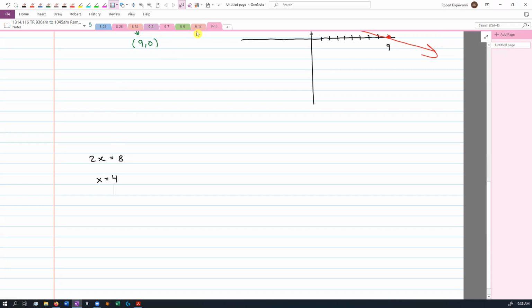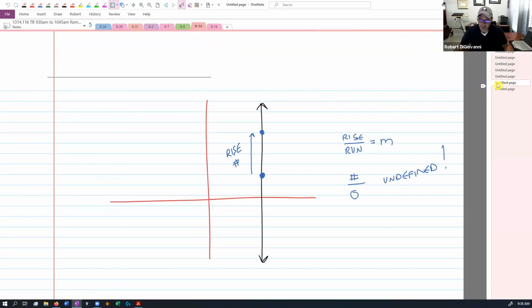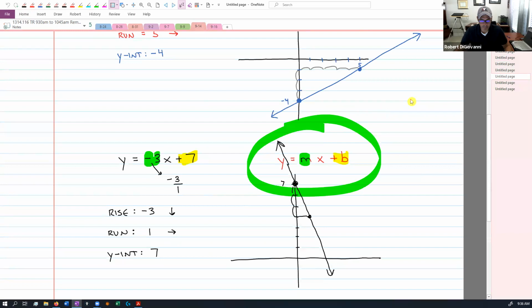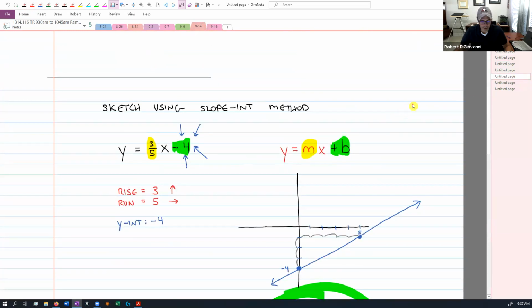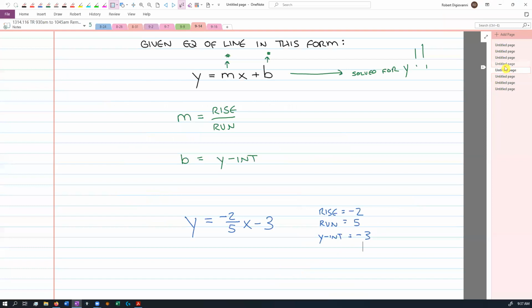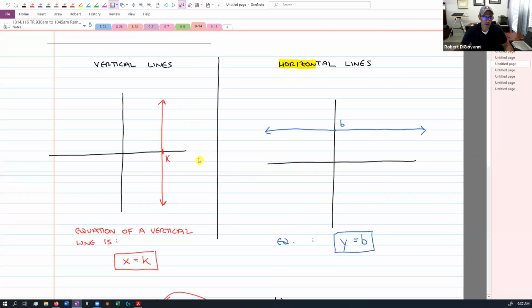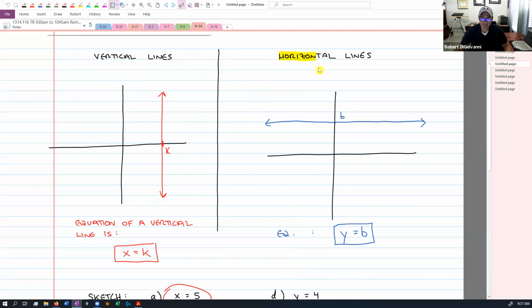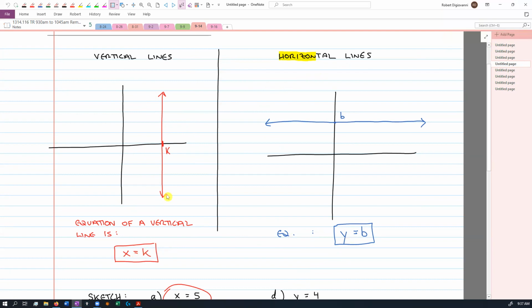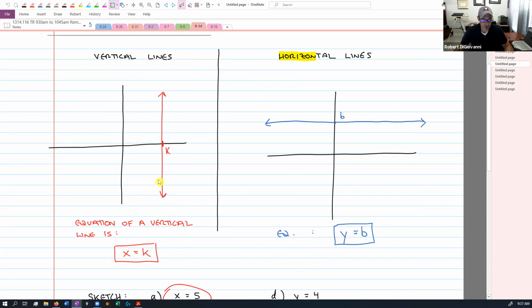Mm-hmm. Now, last class, we talked about two special types of lines. Vertical lines and horizontal lines. And we said a vertical line is always going to be written in the form x equals a number, and a horizontal line is y equals a number. So we have x equals a number, don't we? Yeah. So it's going to be a vertical line, and it's going to pass through whatever this number is on the x-axis.